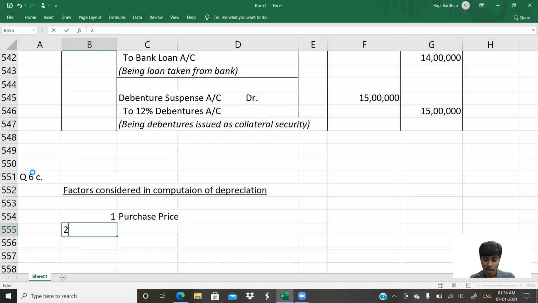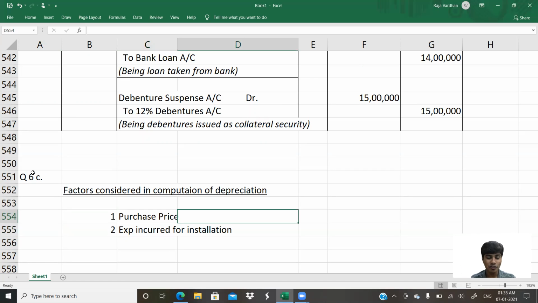How do you find the cost? After the purchase price, you add the expense incurred for installation, because all the expense incurred till the time the asset is ready to be used will form part of the cost. So all those installation expenses will come into the picture. Instead of writing purchase price and expense incurred for installation, I can write together here cost. One word will cover these two words. Or if you want your answer to become lengthy, you can write purchase price separately and expense incurred for installation separately.